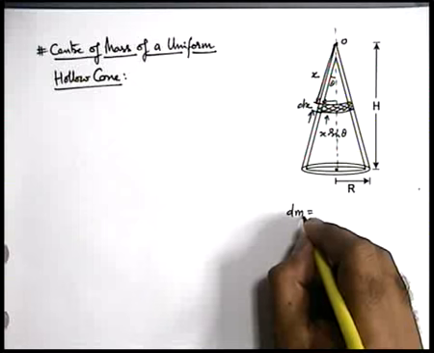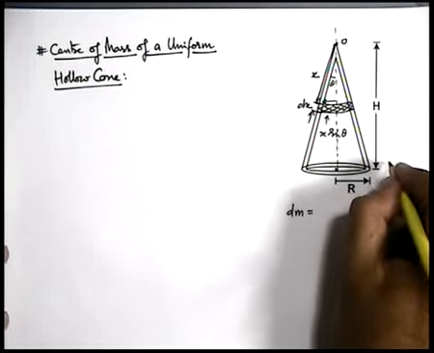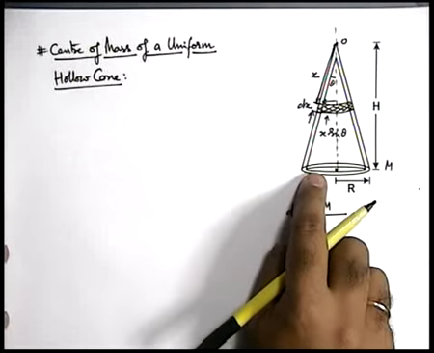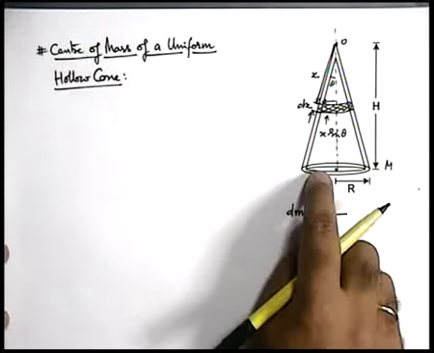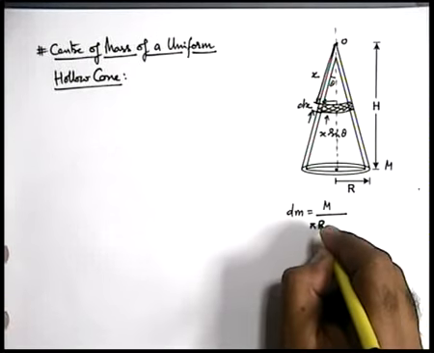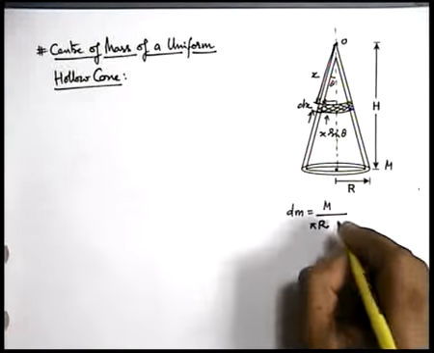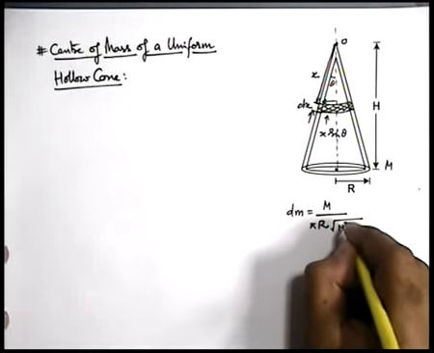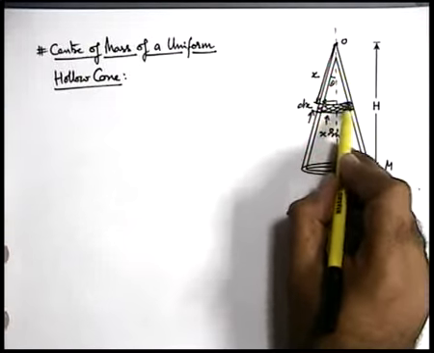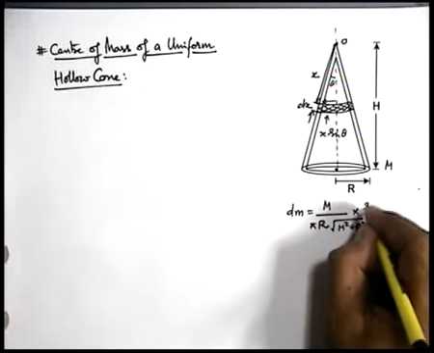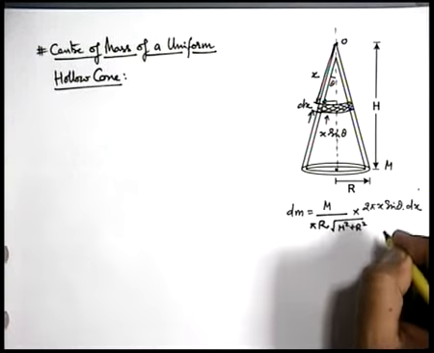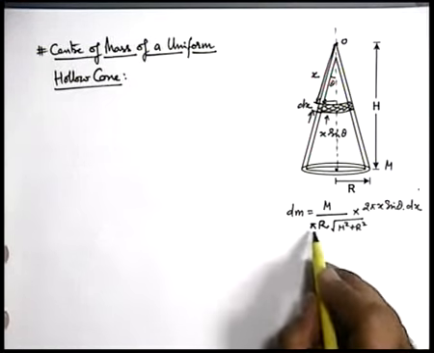Now in this situation, dm elemental mass can be written as, if the total mass is m, m upon the surface area. Surface area of this hollow cone can be written as pi r L. So it will be pi r, the length of the surface, which is root of h square plus r square, multiplied by the area occupied by this elemental ring, which in this situation is 2 pi x sine theta into dx. So here this is the elemental mass.